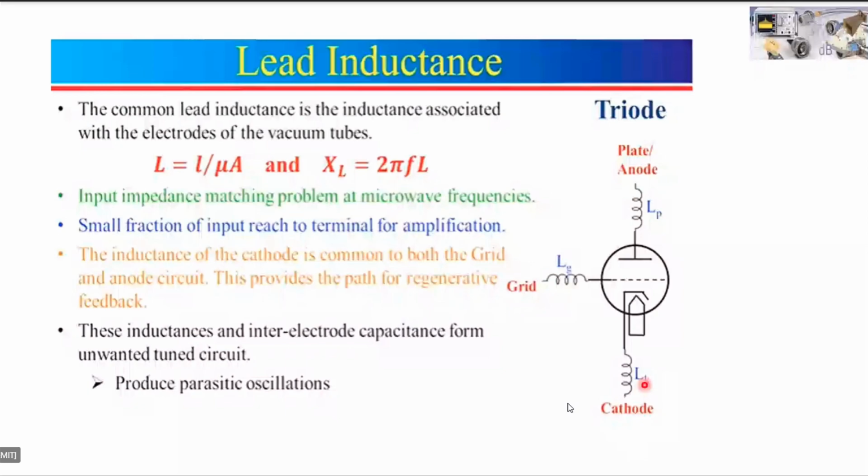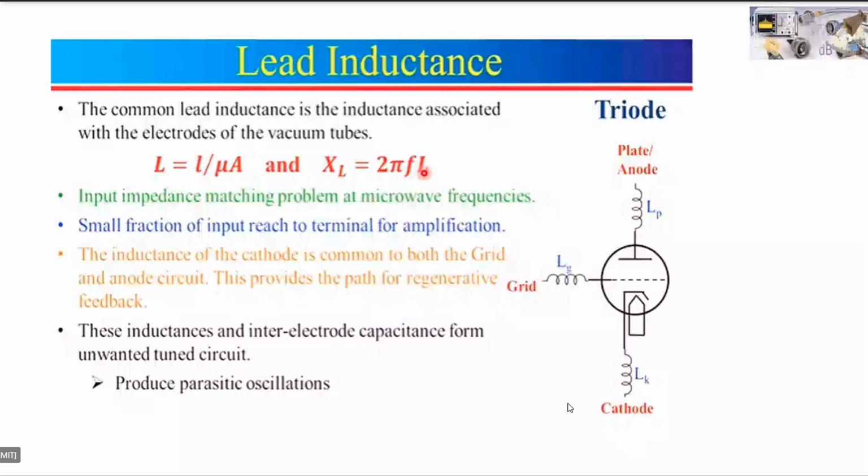So we have three types of inductance here: grid inductance, then plate inductance, which is nothing but anode inductance, then cathode inductance. Now in general, what is the inductance? Inductance is L equals mu A divided by l, where l is the length of the conducting wire, mu is the permeability of the material, and A is the cross-section area of the conducting wire. And the inductive reactance is given by what? XL is equal to 2 pi f L.